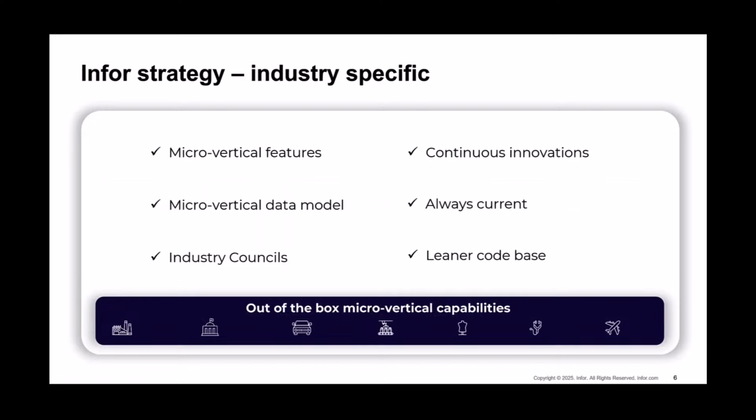I mentioned this briefly on the previous slide, but Infor is an industry-specific ERP company. We focus on micro vertical features and a micro vertical data model. We have industry councils, and so on and so forth. I wanted to highlight that all of that out-of-the-box micro vertical capability also feeds into what we try to do with Infor Document Processor as well.